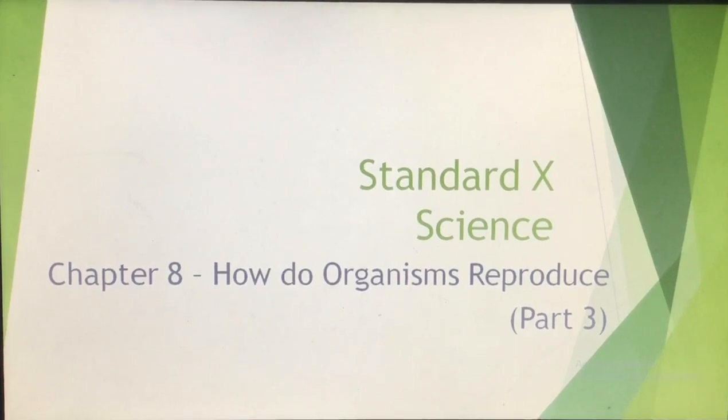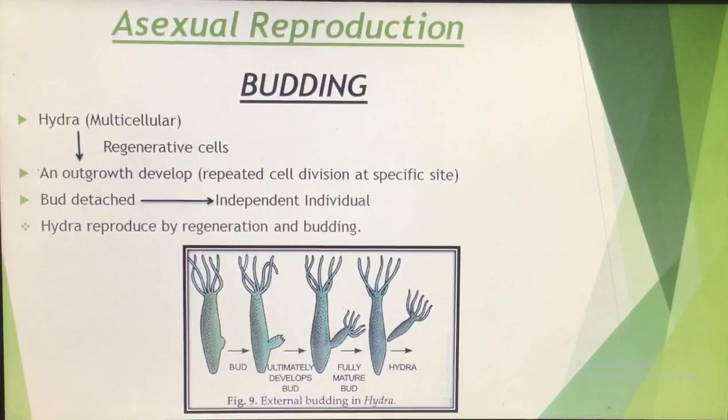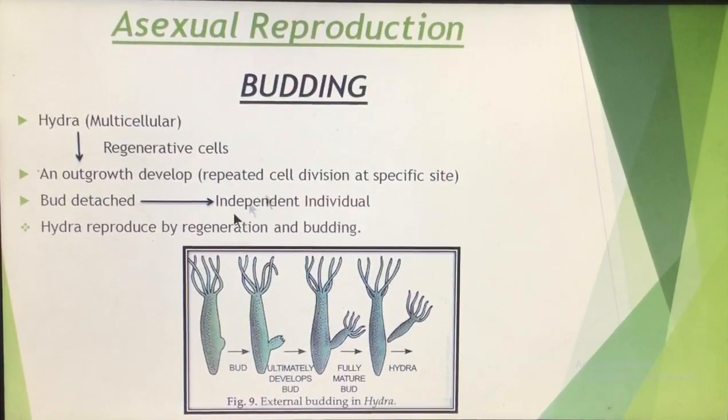Hello students, in my last lecture we talked about the asexual type of reproduction, that is binary fission in amoeba, fragmentation in Spirogyra, and regeneration in Planaria. Today we will be talking about the other method of asexual reproduction, that is known as budding.